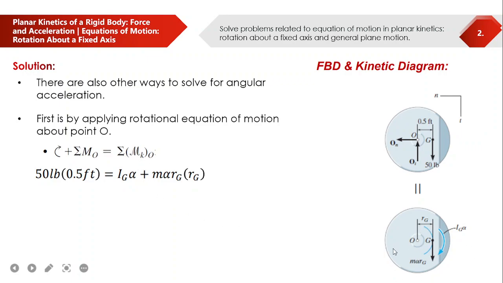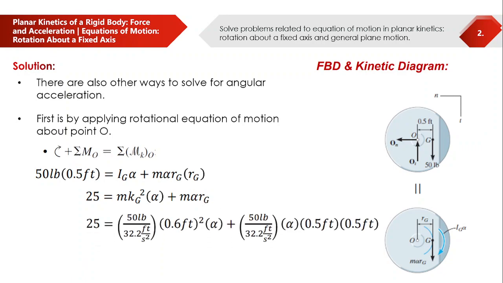Based on the kinetic diagram, there are two: I sub g times alpha and m times alpha r sub g. Those are the only two. Therefore, multiply by its moment arm away from point O, which is r sub g. So 50 pounds times 0.5 feet will be equal to 25, times, using the radius of gyration, mass times k sub g squared times alpha plus m times r sub g squared times alpha.